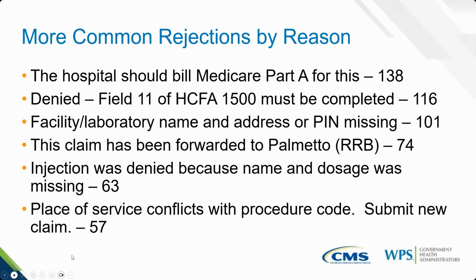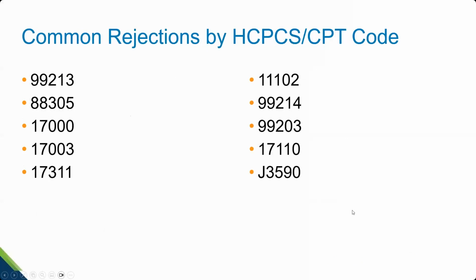Here, I thought it would be interesting to pull not just those reasons for rejections, but the top codes. You can see there's a couple of evaluation and management codes that appear here. And for all of those reasons I just talked about, these are those common codes. So they kind of go hand in hand. Reasons for denial, or rejections rather, I just talked about. Now here are the codes. You can see that the Mohs surgery code there is listed.